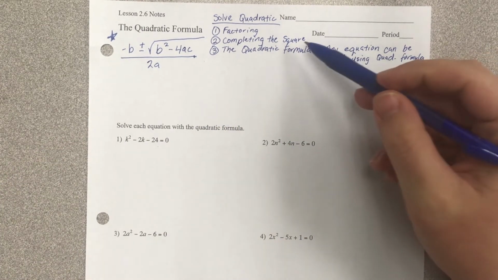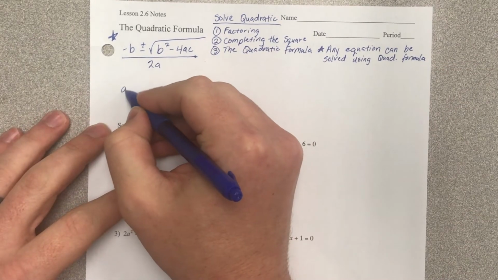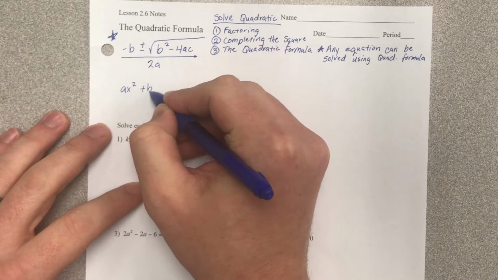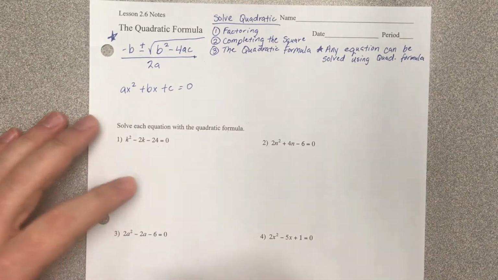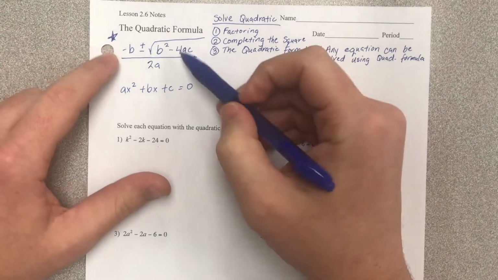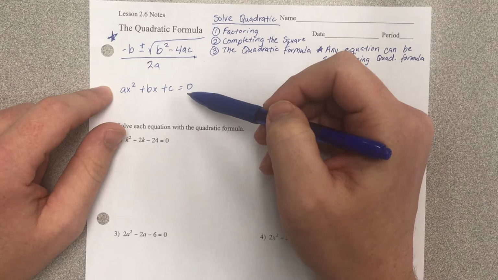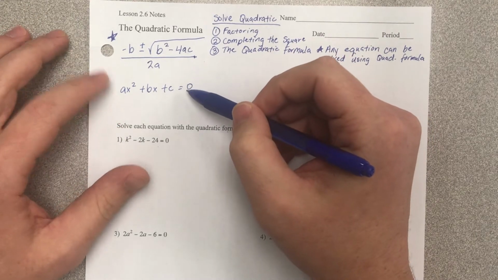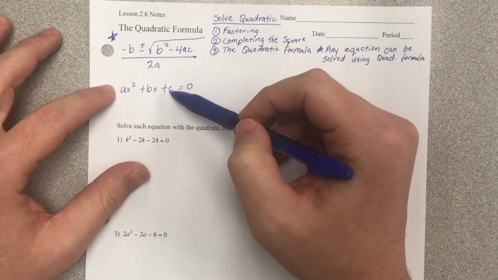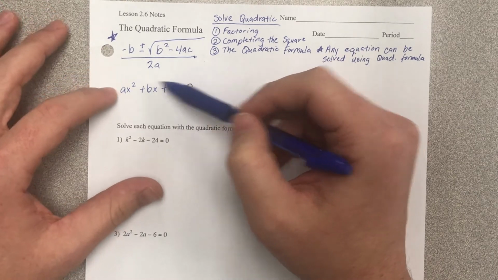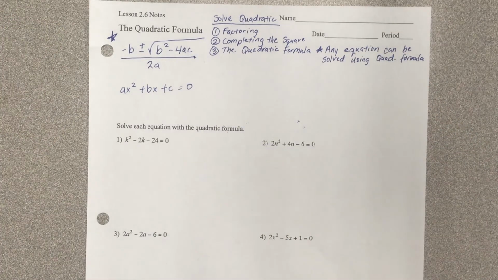We know we have other methods. We need the equation in the form ax squared plus bx plus c equals 0 in order to put it into this formula. If you can get your equation like this, which you can just by moving things around and combining like terms if you need to, we need it in this form in order to plug and chug. Once you get it here, it's just plug and chug, and it's very simple from there.